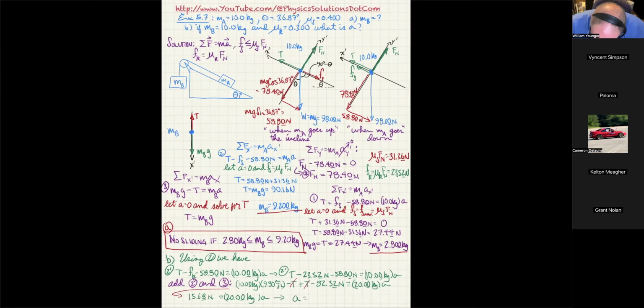So A is equal to 15.68 newtons divided by 20.00 kilograms, and that gives me 0.7840. 0.7840 meters per second squared is the acceleration, and that's the answer that we wanted for part B.